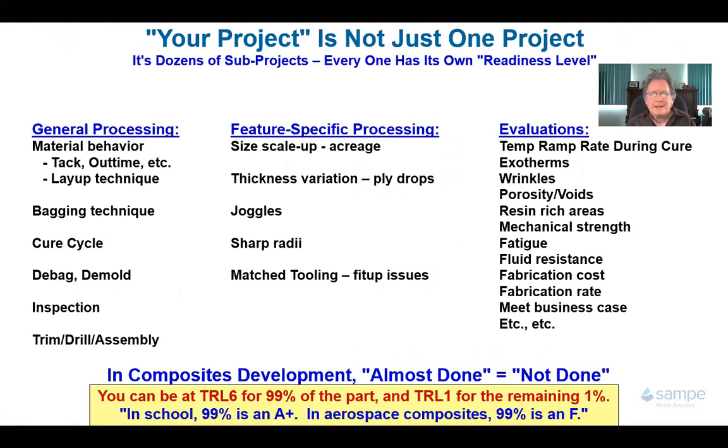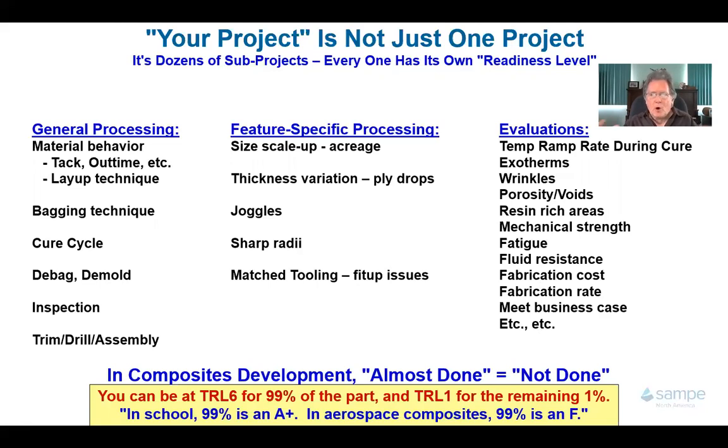Secondly, your project is not just one project. You have to apply all aspects of your processing to every feature on the part, and you have to pass every requirement that's in the engineering drawing or in your process specification. And so you're going to have a whole bunch of tasks, and a lot of them probably all work on the first try, but a lot of others require a lot of development. For this particular feature of the part, I might only be at readiness level 2 or 3, while in other areas I'm at level 5 or 6.